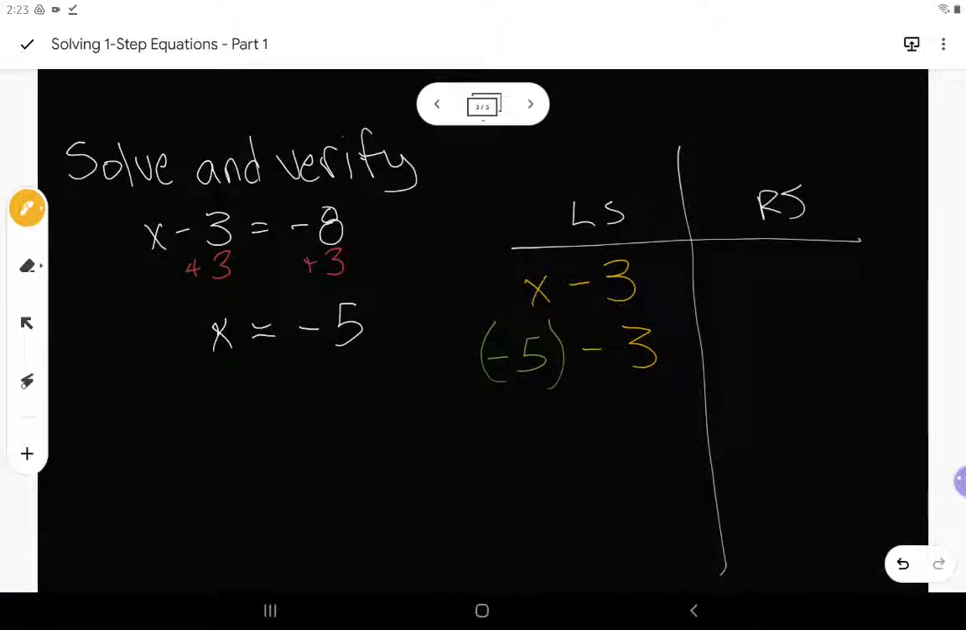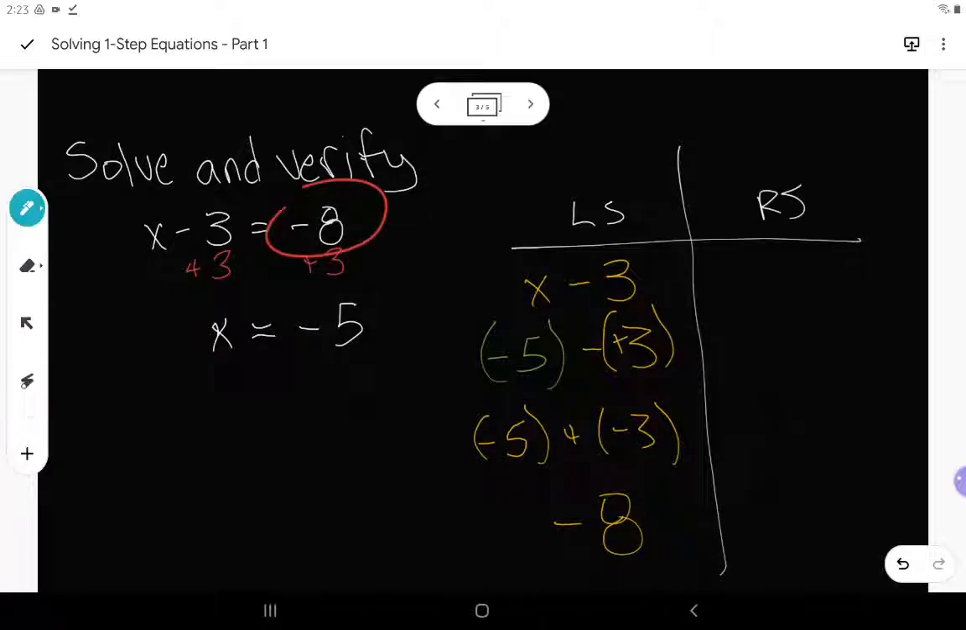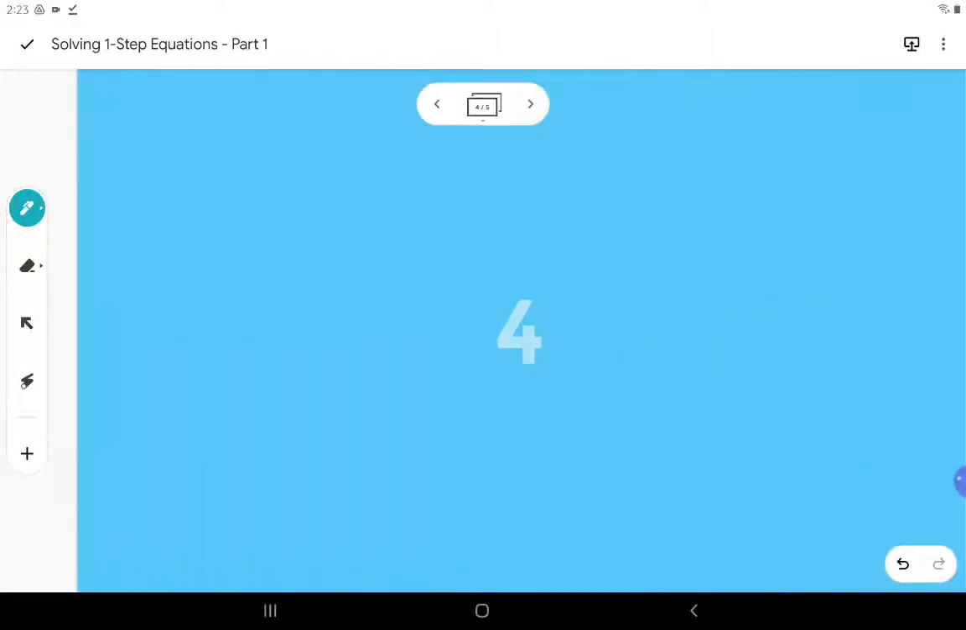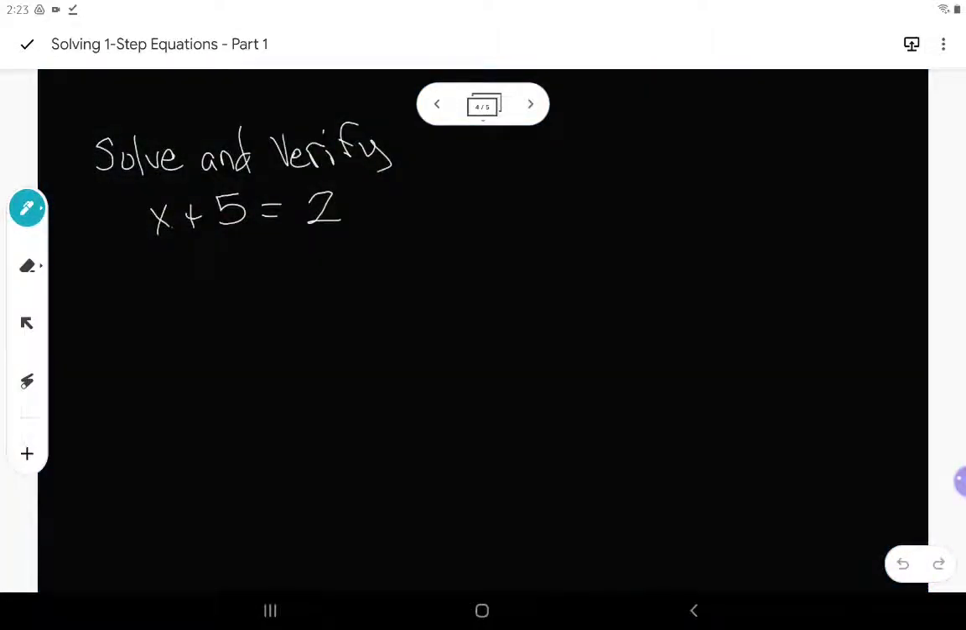Negative 5 minus 3, or if you need to, you could write it as negative 5 plus negative 3, because taking away 3 is like taking away positive 3 if I throw in a sign. Negative 5 plus negative 3, so that's negative 8. On the right-hand side of the equal sign, we started with -8. We have the same thing on both sides, which means my equal sign is correct. They are supposed to be equal. The left and the right-hand side should be equal to one another.